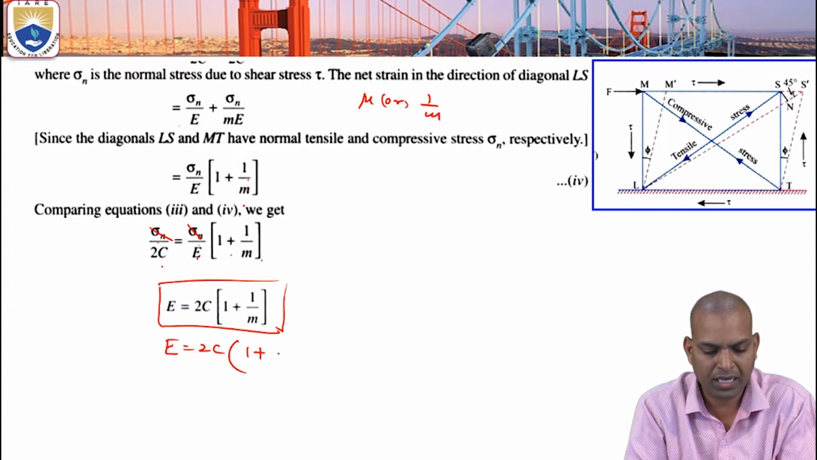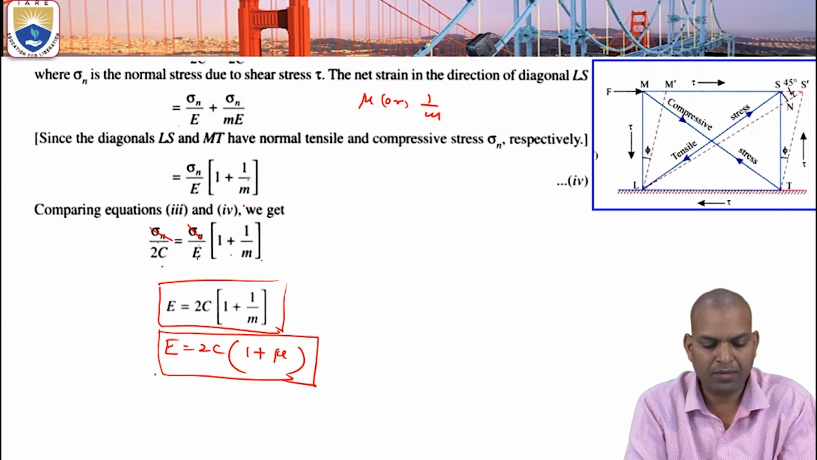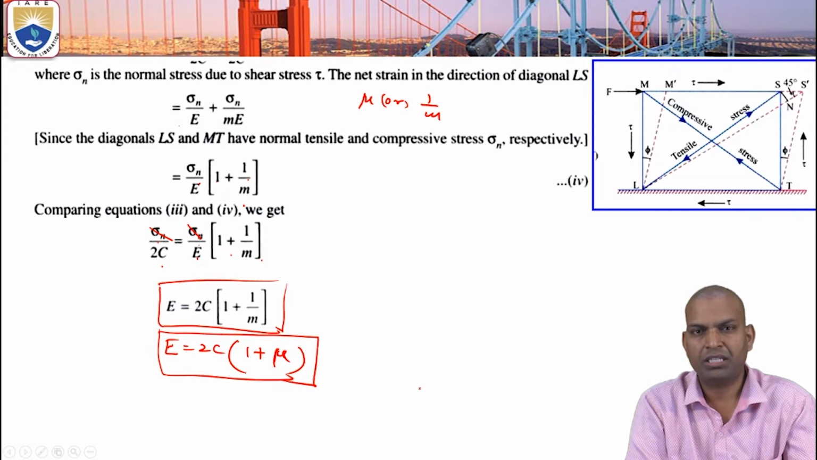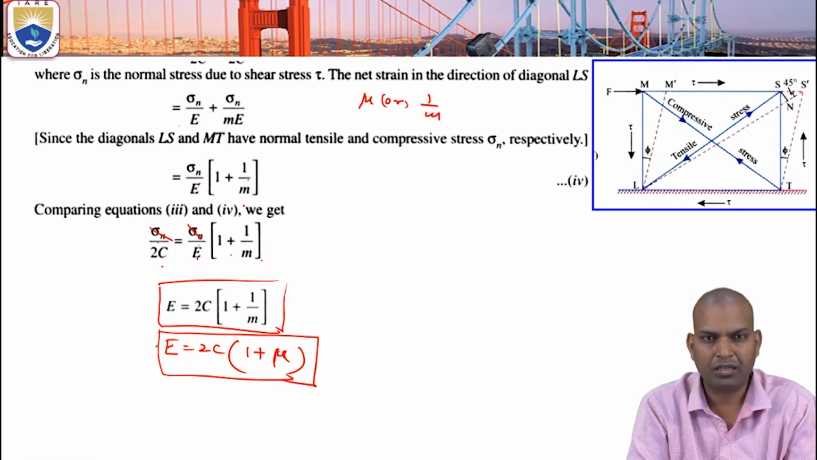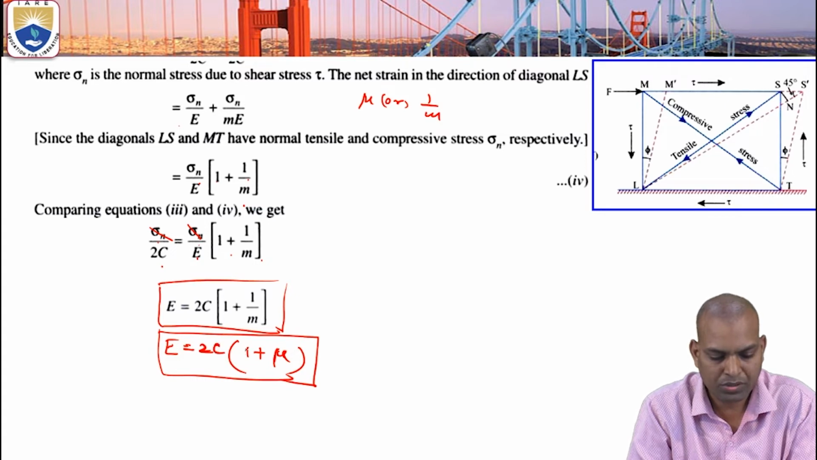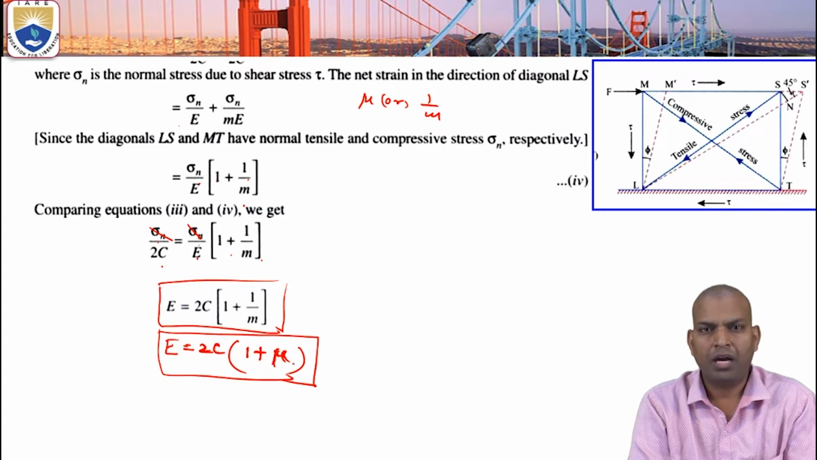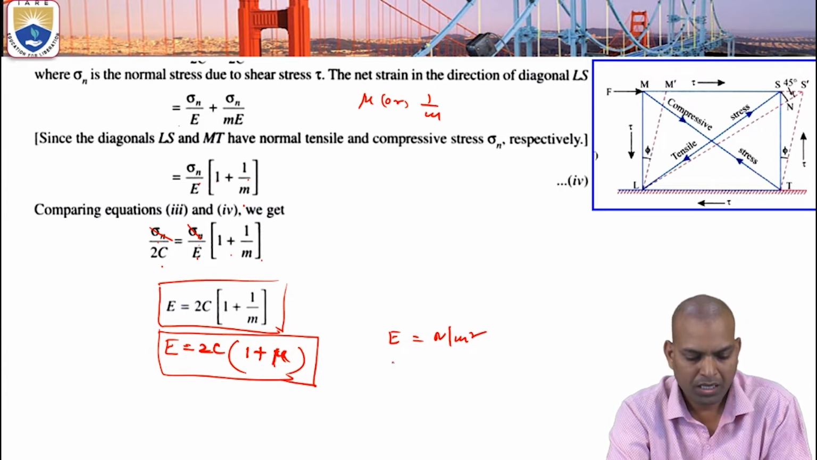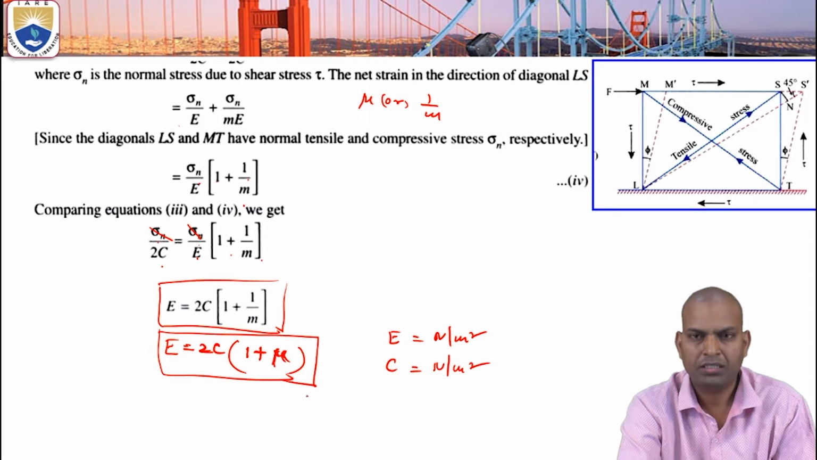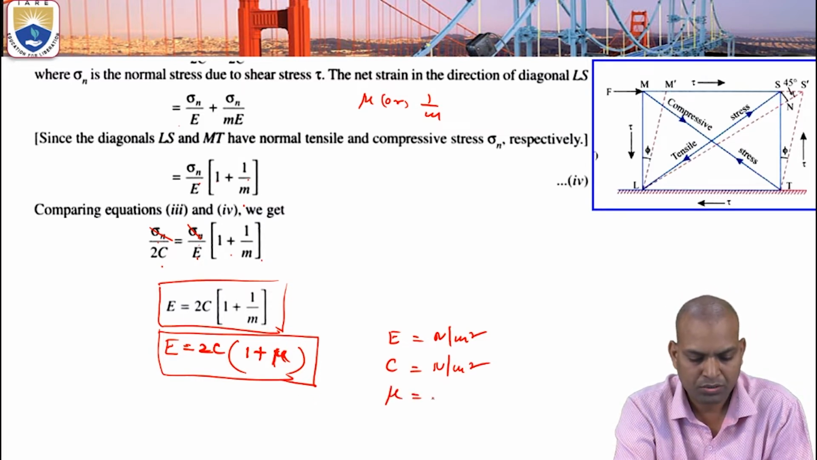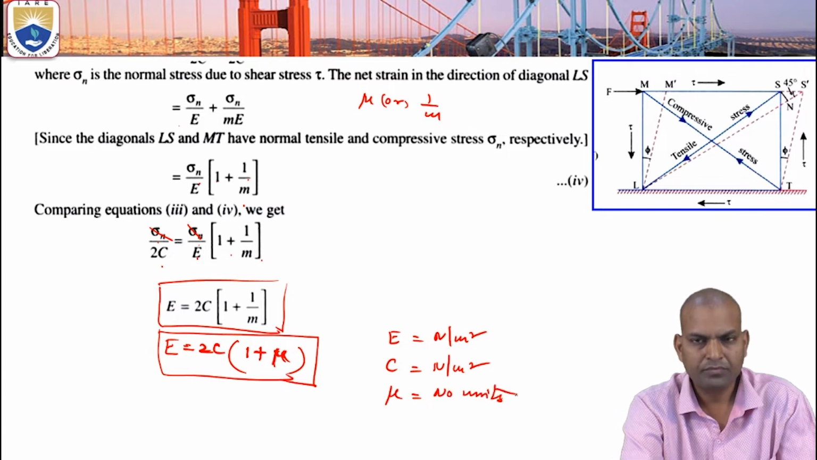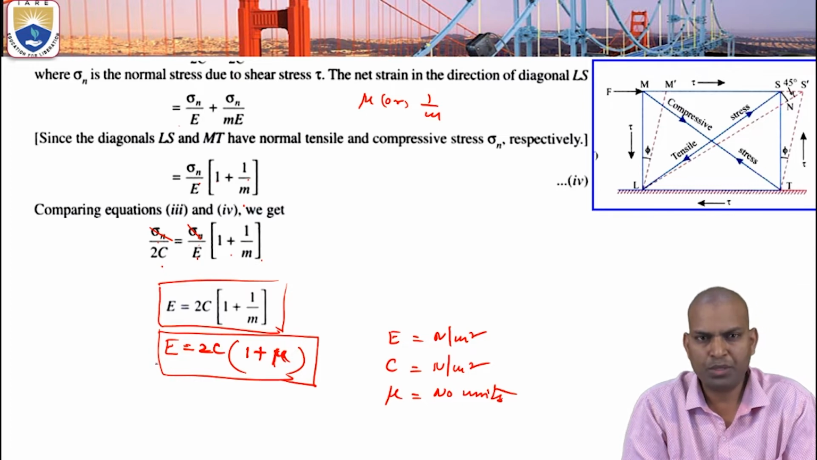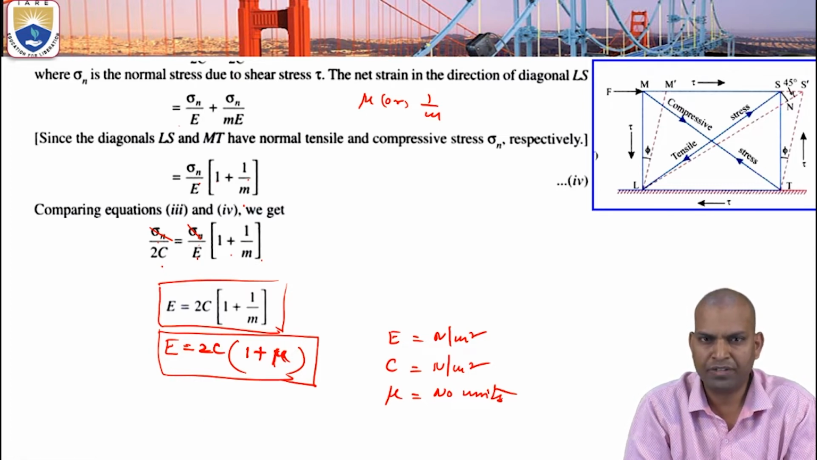This equation can also be written as E equals 2C times 1 plus mu. This is the relation between the modulus of elasticity and the modulus of rigidity, that is E equals 2C times 1 plus mu. Now what are the units of E? Units for E are Newton per meter square. Our modulus of rigidity is also Newton per meter square. What are the units for Poisson's ratio? It has no units, it is a ratio. So the relationship between modulus of elasticity and modulus of rigidity is E equals 2C times 1 plus mu.